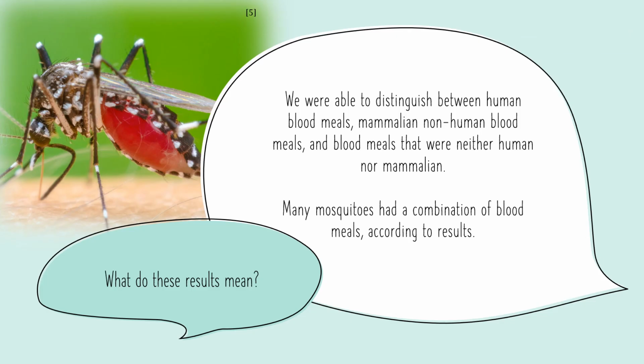So what do these results mean? We were able to distinguish between human blood meals, mammalian non-human blood meals, and blood meals that were neither human nor mammalian. And we also found that many of the mosquitoes that we tested had a combination of blood meals that they had fed from.